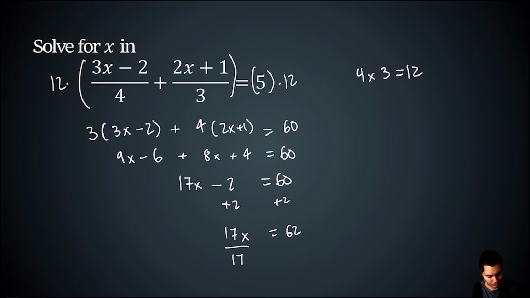We're going to divide both sides by 17. We can leave our answer in this form, 62 over 17, and that's our final answer. That's fine.